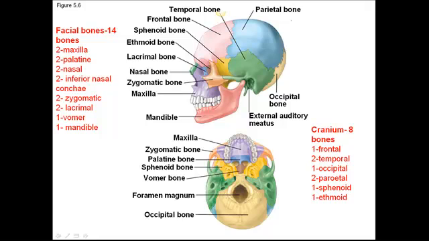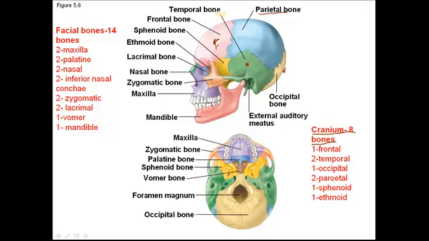Okay, so we start with the skull. And the skull, or the cranium rather, the skull is the cranium and the face, facial bones. So the cranium has 8 bones. The frontal bone, right here, frontal bone, 1. 2 temporal bones. The temporal bones are where your temples are, right? 1 occipital bone in the back. 2 parietal bones up here.